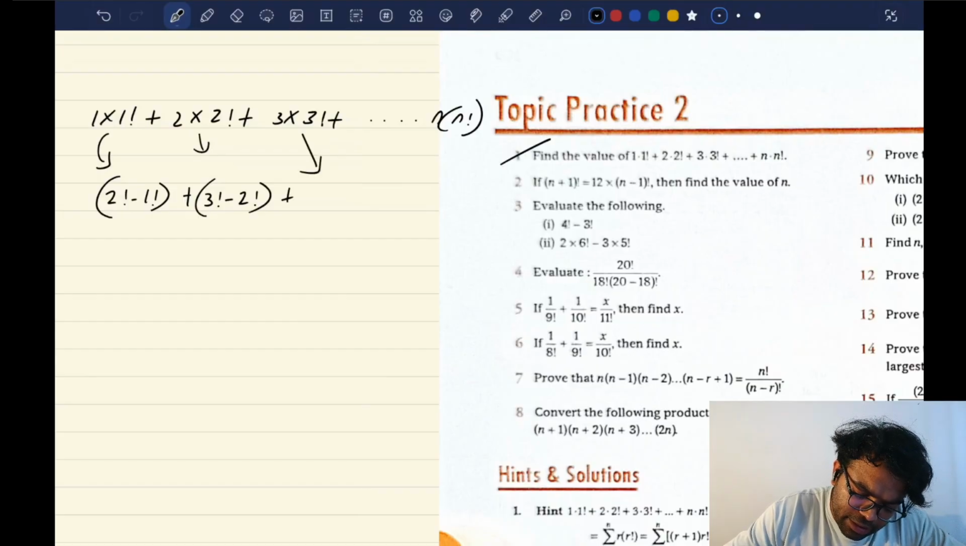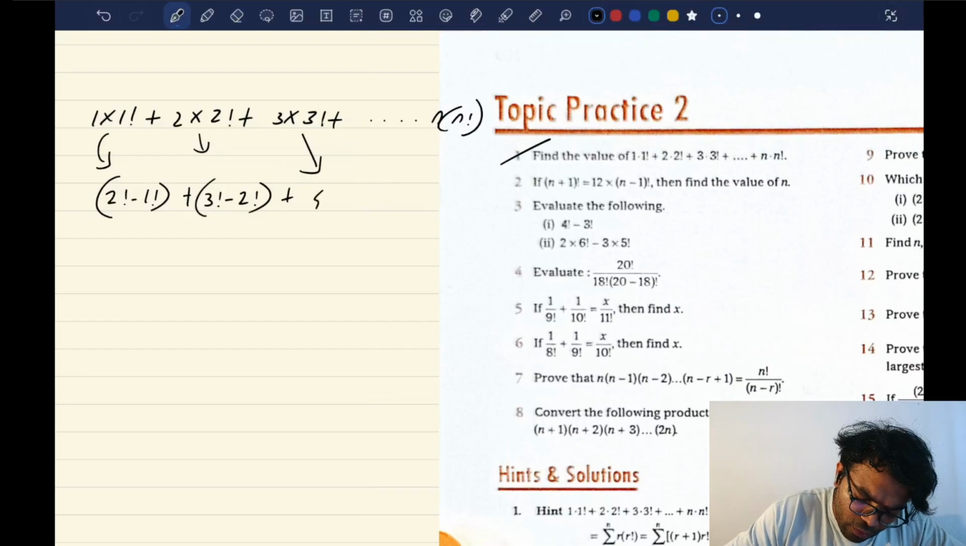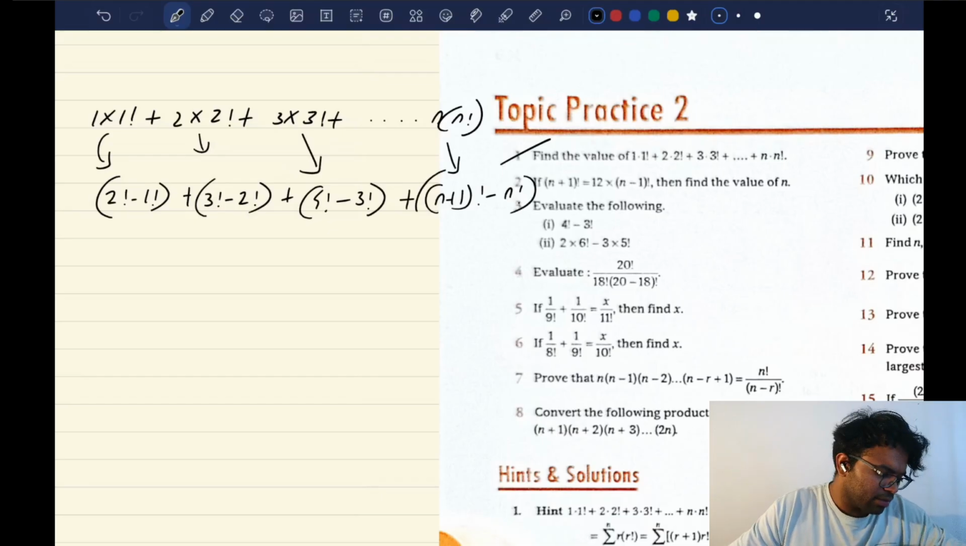Plus this can be written as 4 factorial minus 3 factorial, plus this can be written as n plus 1 factorial minus n factorial. Correct?